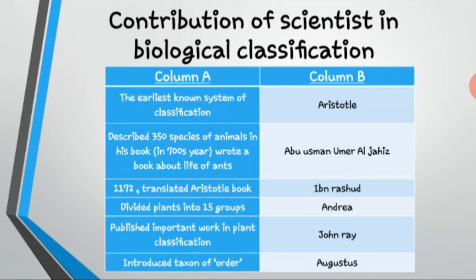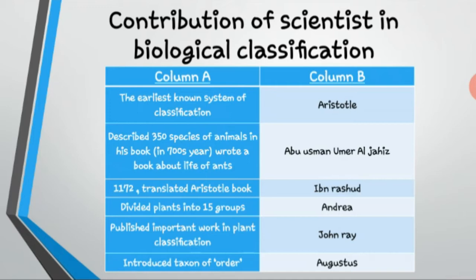So when we talk about the variety of life, it is in the trillions. So how can we actually classify them, and who actually contributed to its classification? The first name is Aristotle, and he started the earliest known system of classification. Then Abu Usman Umar al-Jahiz wrote a book on 350 species of animals as well. Another one is Ibn Rushd, and he translated the book which Aristotle wrote about classification. Then Andrea divided plants into 15 groups at that time. All this is written in your book. It's just a revision, you can say a mini revision.